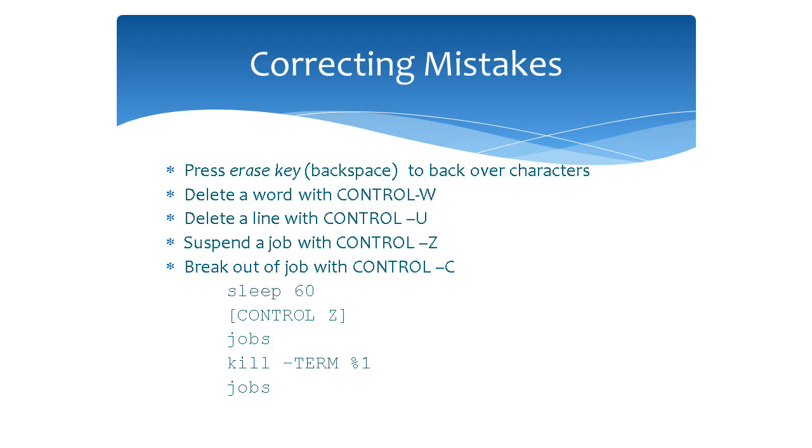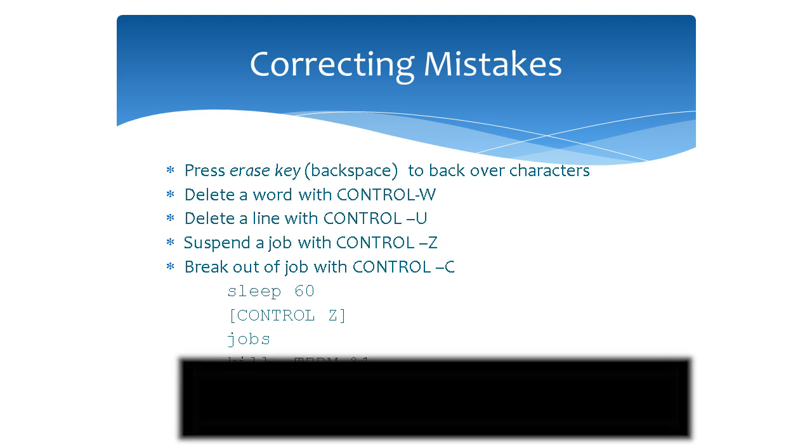Correcting mistakes is simple with a command line interface. You can press the erase key, backspace to back over characters, delete a word with Control-W, delete a line with Control-U. You can suspend a running job with Control-Z, break out of a job with Control-C. Try this command. Sleep, space, 60, then enter. The shell counts to 60 and then will return the cursor. Before that happens, press Control-C. What happens?